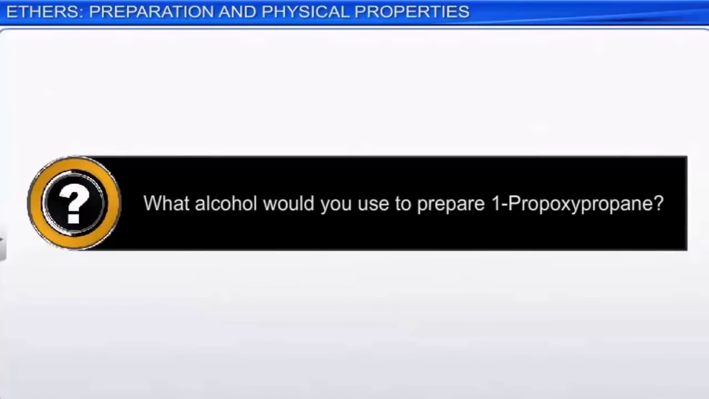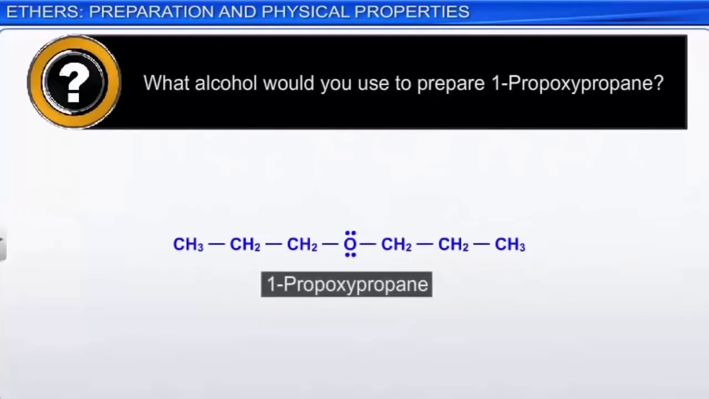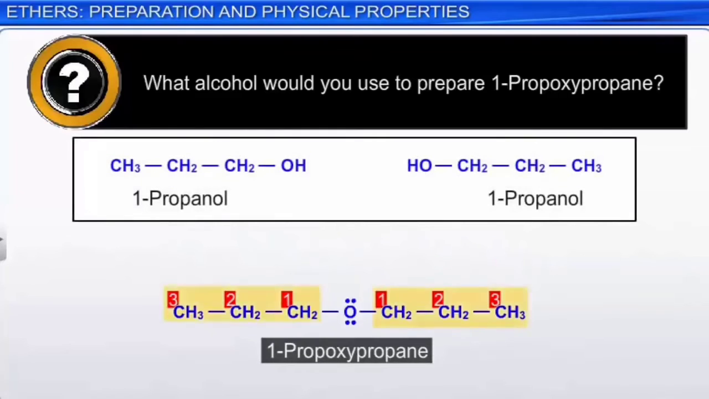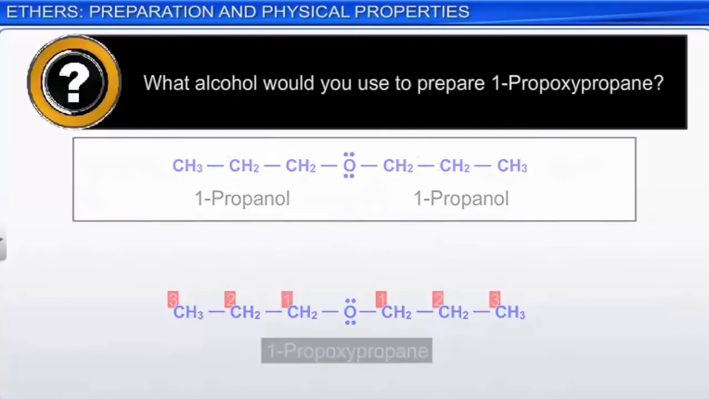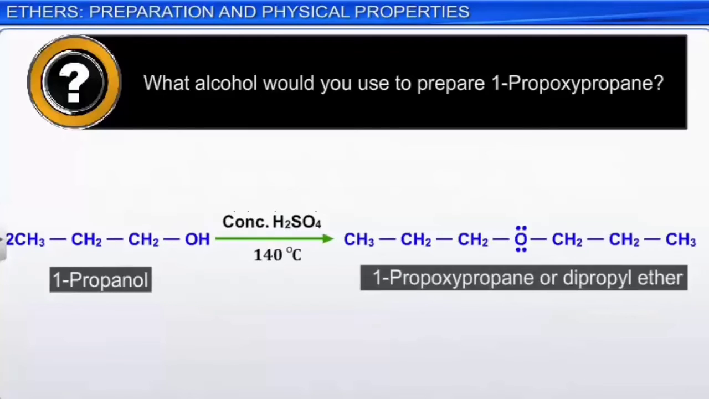For problems like this, the best strategy is to work backwards from the product, which is a symmetrical ether. Since there are 3 carbon atoms on either side of the bridging oxygen, we need to use 1-propanol. Here is the overall equation for the synthesis of 1-propoxypropane, or dipropyl ether.